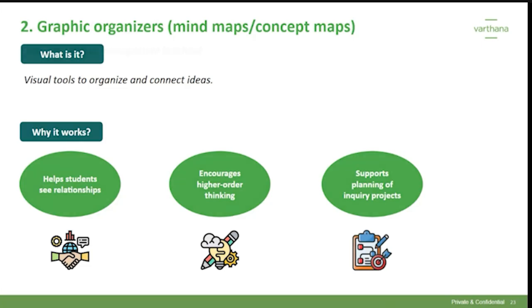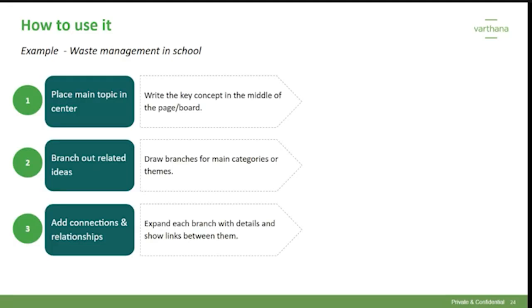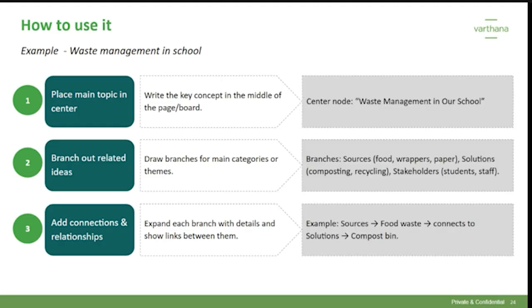So graphic organizers, let's understand how we can use them in our classroom. For example, waste management. First of all, we will put the main topic in the center, then we will branch out related ideas like what the causes are, what the possible solutions could be, what the stakeholders are, and then we will add connections. For example, we take waste management in our school. What are the sources? Food wrappers, paper. Then the solutions we can provide are composting and recycling. Then what are the stakeholders? Students and staff. Using this information, we can make a visual presentation and then connect them with one another.